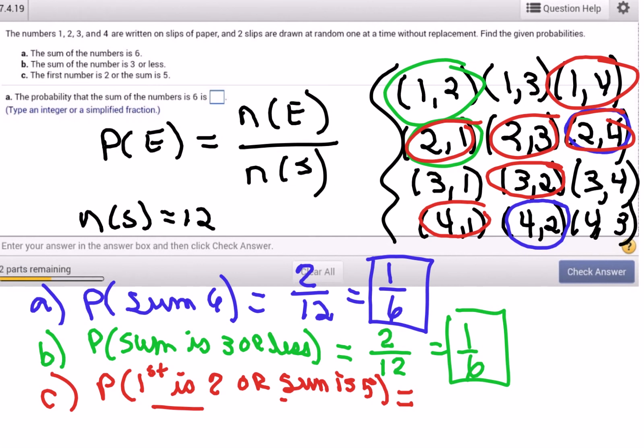First is 2, or the sum is 5. So that would be 1, 2, 3, 4, 5, 6 over 12, which is 1/2. So that would be the probability that the first number is 2, or the sum is 5.